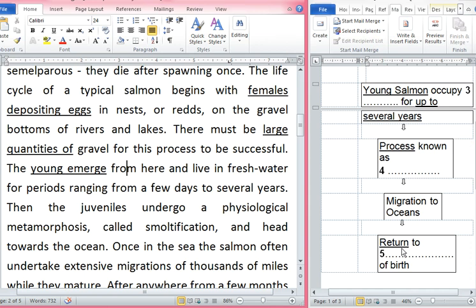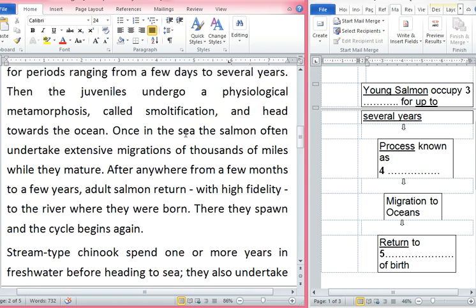Next question, they're saying return to dash of birth. So return or birth, perhaps there are two keywords here. So let's try to find returns or birth. We have to move from here and we have to find out returns or birth. Once in the sea, the salmon undertook extensive migration, and months after, anywhere from a few months to adult salmon, return. Return. So we got one keyword, return. One keyword we have got, so we will immediately underline it.